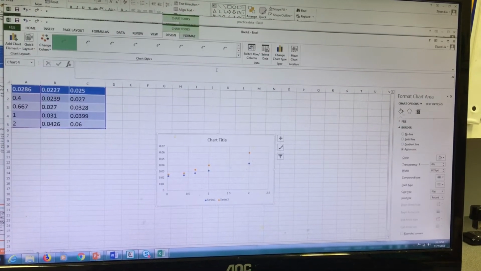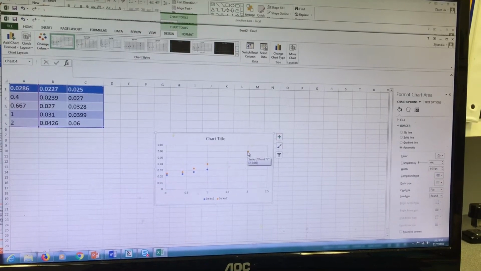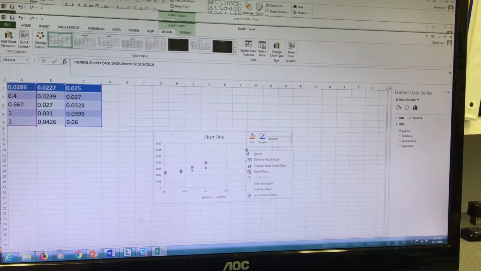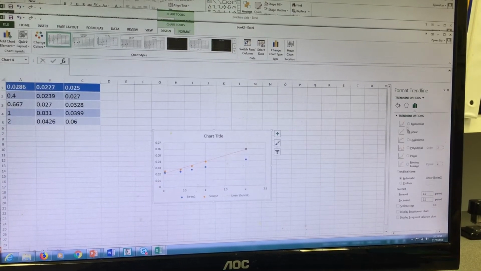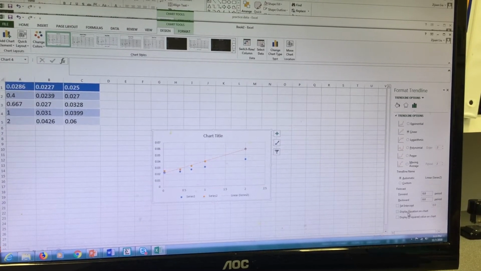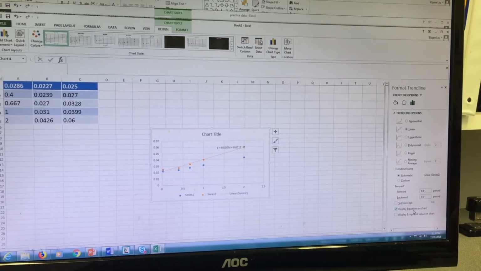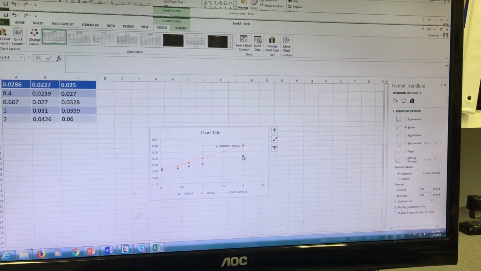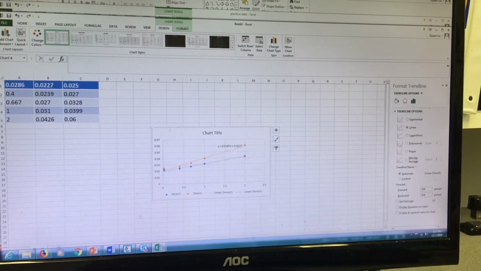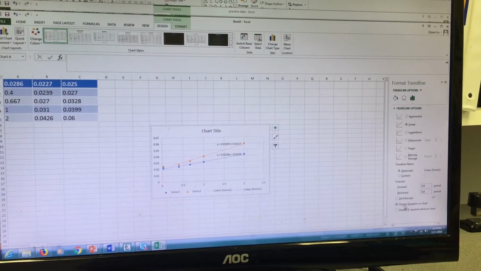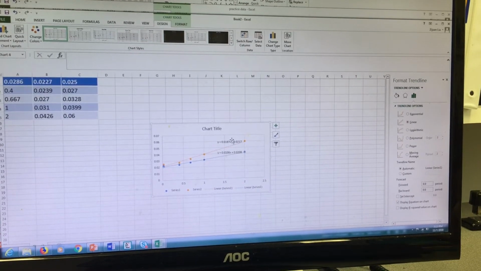select for a scatter plot, and first click on one of the dots, right click, add a trend line, and you want to make sure it's linear, and you also want to make sure to display an equation on the chart. You're going to do the same thing for the other dots. Make sure it's linear, display equation, and now we have the equation for both lines.